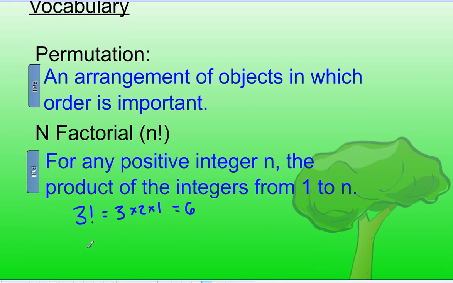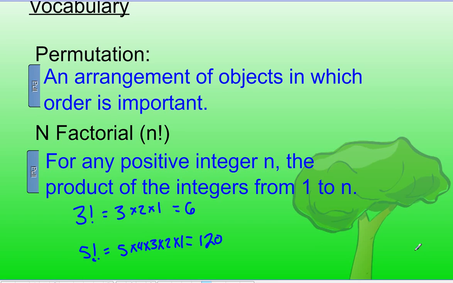Or if you did something like 5 factorial, 5 factorial would be 5 times 4 times 3 times 2 times 1, which, let's see, that's 20 and 60 and 120. Okay, so that's what factorial means. You take that number times every number less than it down to 1.